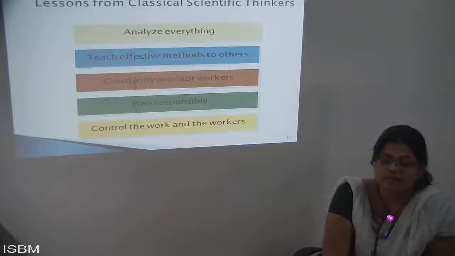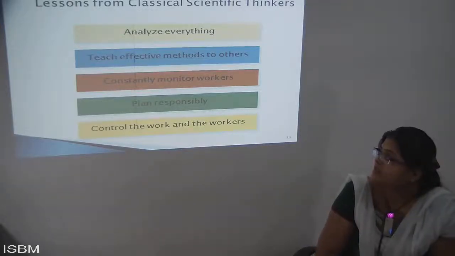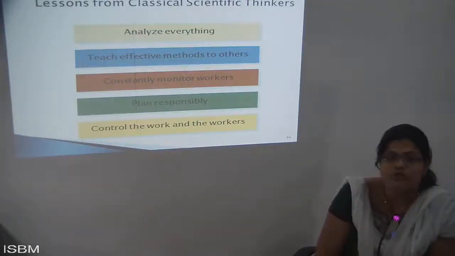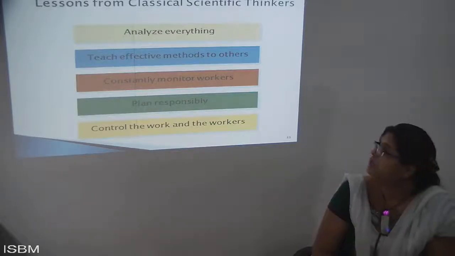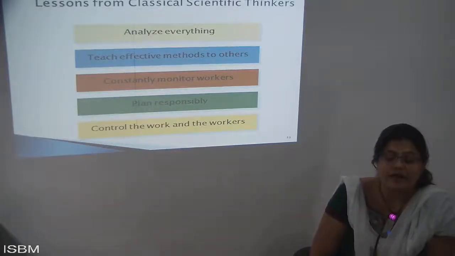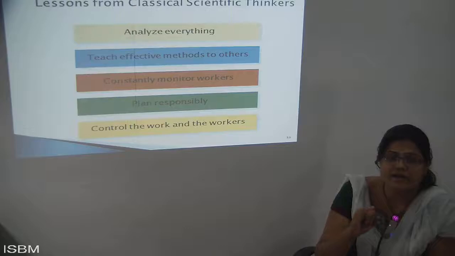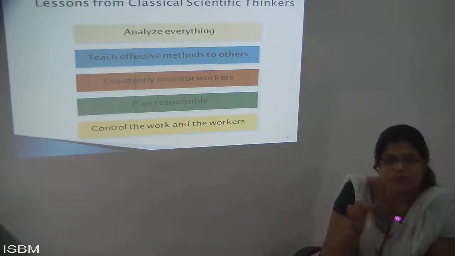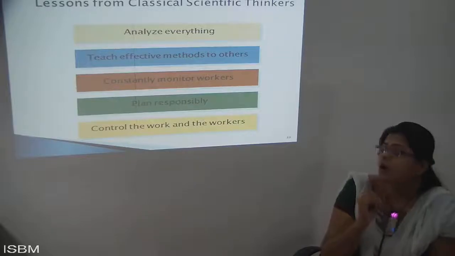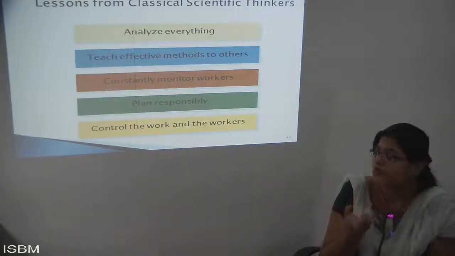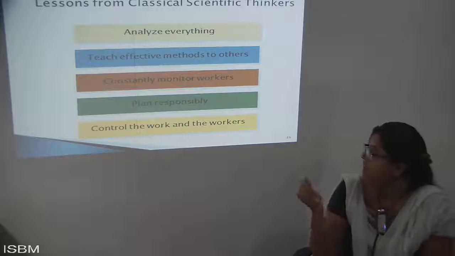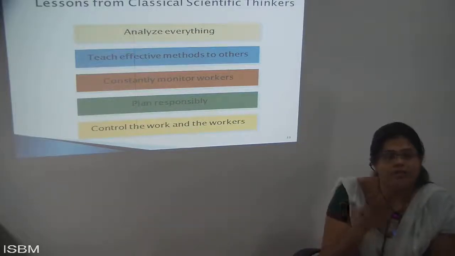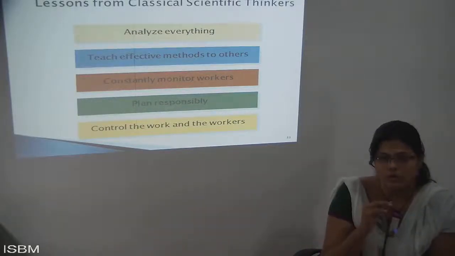These three people were thinking about these five points, and with the help of these five points, they became scientific thinkers. They thought about it, and they learned by analyzing each and everything. They got to know the effective methods. They got to know about monitoring. They planned the responsibility, and finally they controlled the work, with the help of the people who were going into the organization.